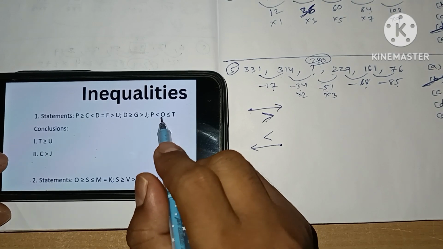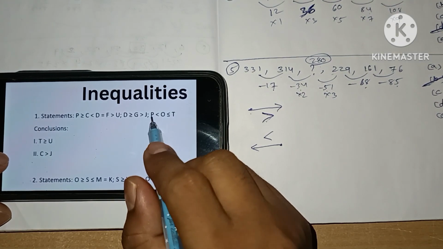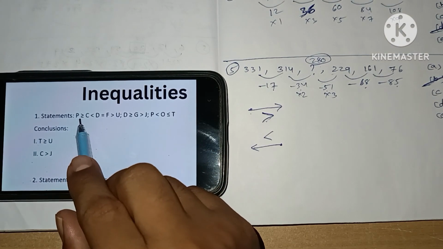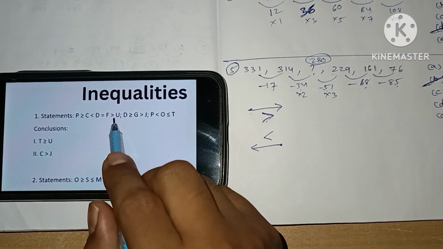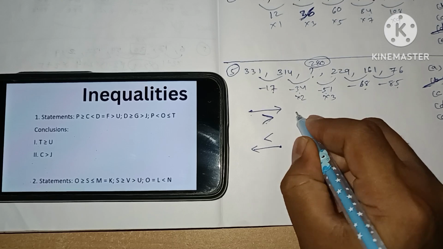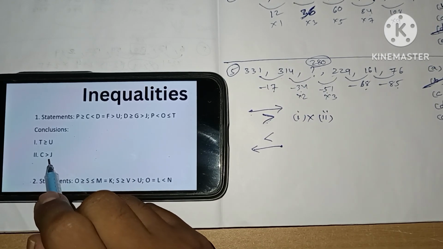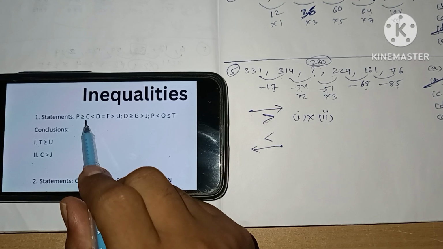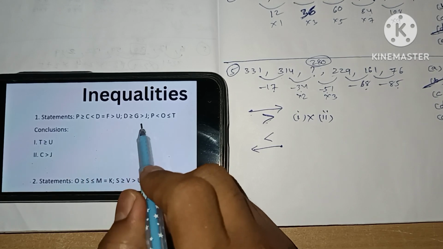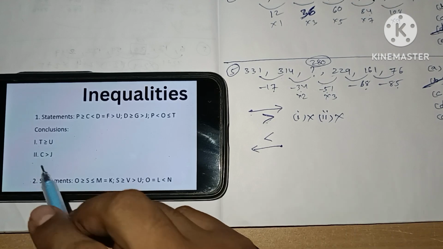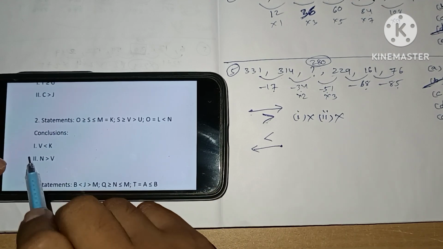From T we can reach to O and P. From P we can reach to C but not to U. So first conclusion will be false. Second conclusion, the flow from C to J. From C there is no flow. So second conclusion is also false. Now we are going to see question number 2.